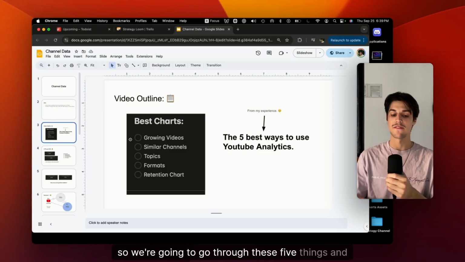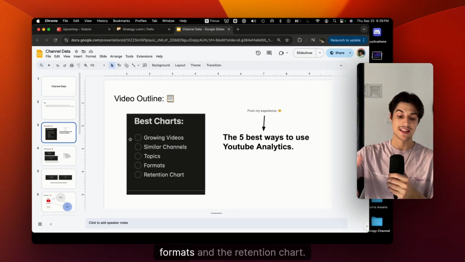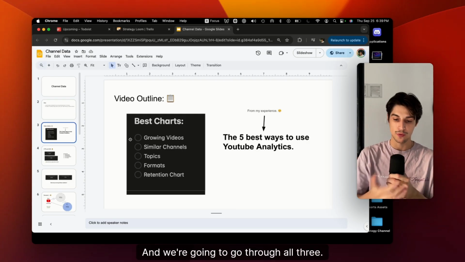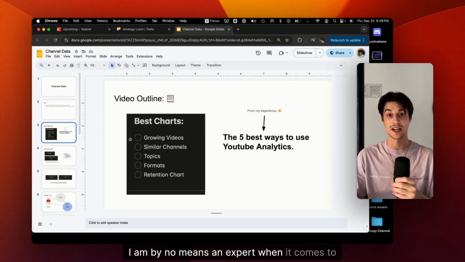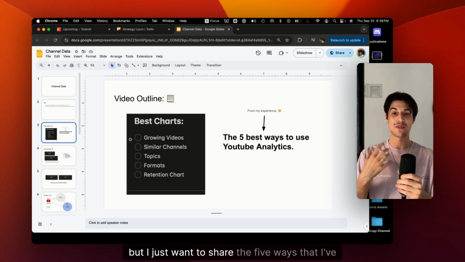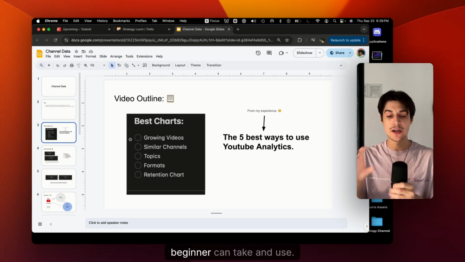So we're going to go through these 5 things. And these 5 are growing videos, similar videos, creating topics, formats, and the retention chart. And we're going to go through all of them. And this is from my experience. I am by no means an expert when it comes to YouTube data, but I just want to share the 5 ways that I've used data that I found very helpful and that any beginner can take and use.